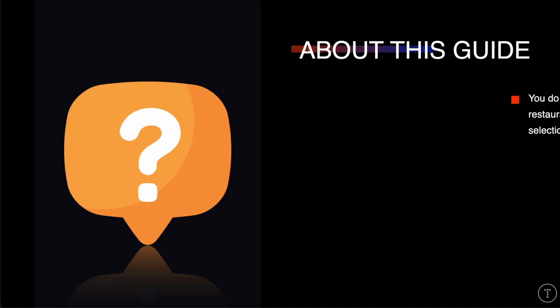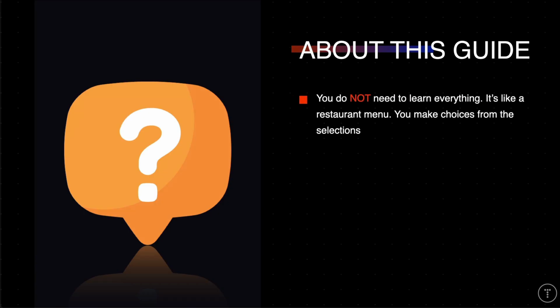So first off, you do not have to learn everything we talk about. In fact, I'd say it's impossible to learn everything that I mentioned in this guide, even if your life was extended 100 more years. So look at it like a restaurant menu. You can see what's available, and then you pick and choose what looks good to you.